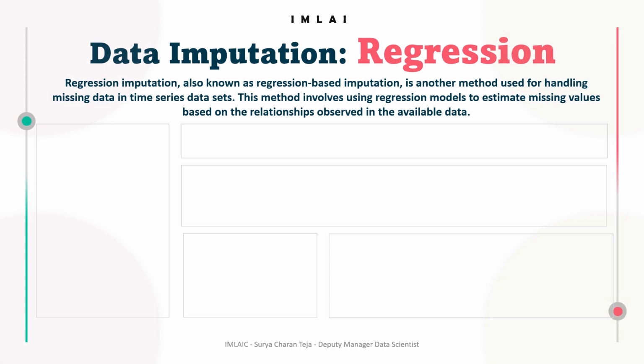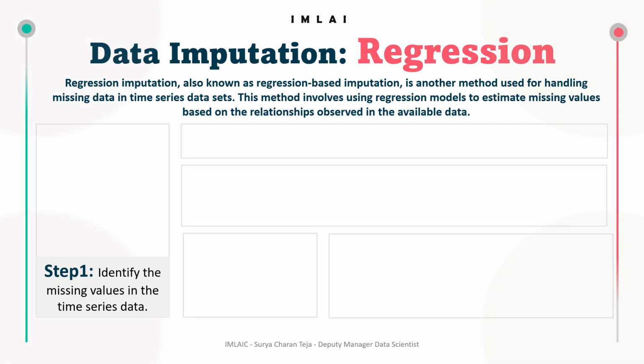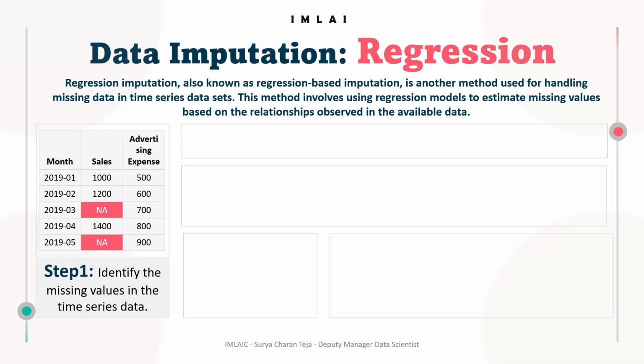Now let's look into the regression imputation process step by step. Step one, as usual, you have to identify the missing values in the time series data or the data set, whatever it may be. Here my missing values are 2019-3 and 2019-5. These are the two missing values of sales, in the months Jan, Feb, March, April. These are the sales and these are my advertising expenses, and you can clearly see that sales data is missing in March and May.